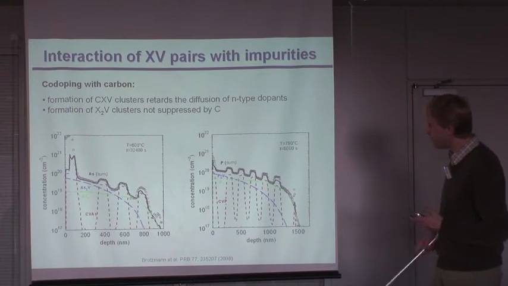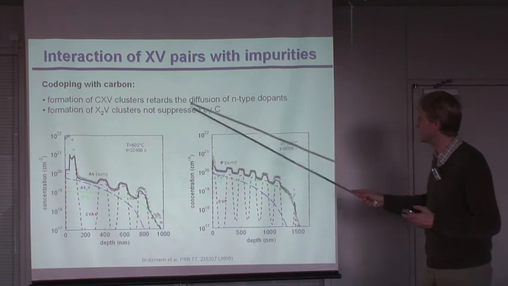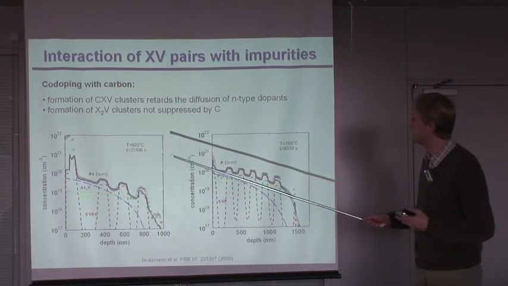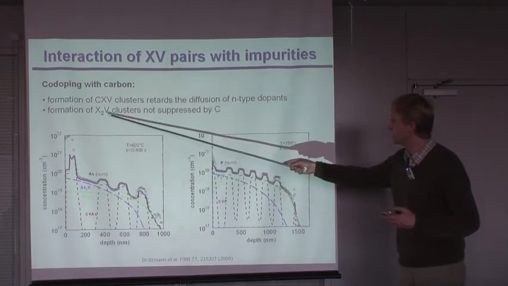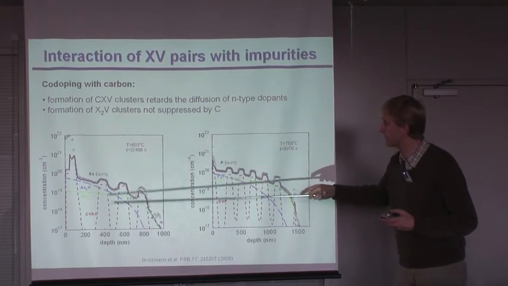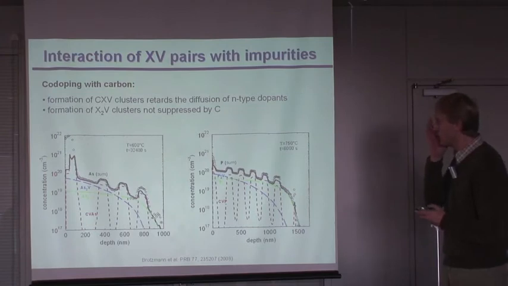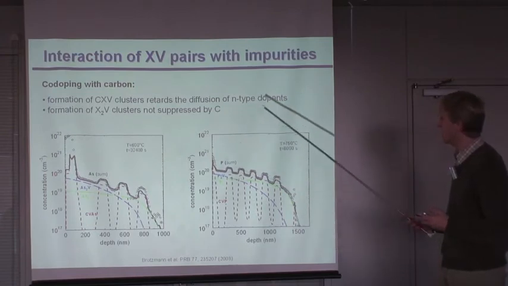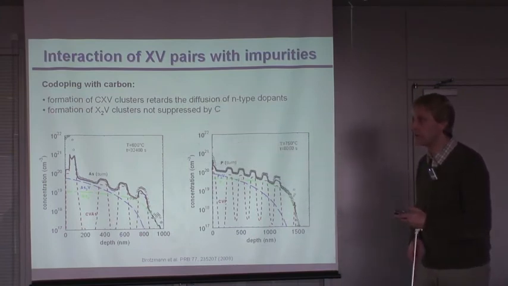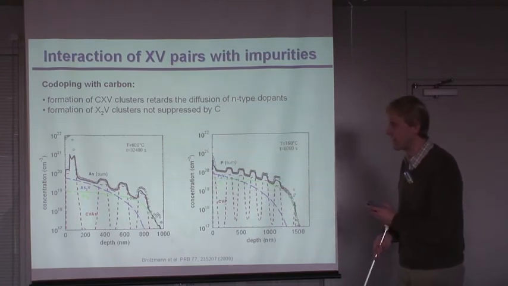And what we can say from that is that these carbon E-center clusters retard the diffusion of the n-type dopants, but we have a disadvantage, so that this kind of neutral cluster formation is not suppressed by the carbon. Maybe from the technology point of view, people don't like the very strong diffusion of the n-type dopants in germanium. So in principle it is an advantage that the carbon retards the diffusion of the n-type dopants.